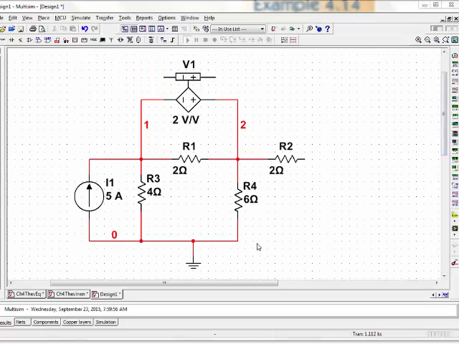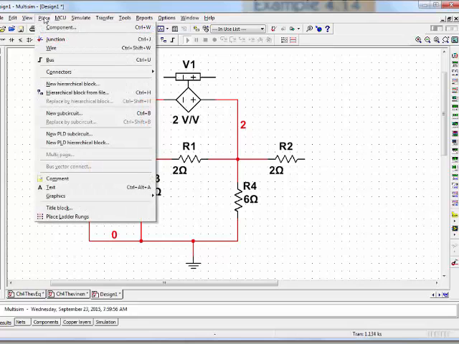I have the circuit partially drawn out here in Multisim, but I wanted to point out a few things. First of all, this has a dependent voltage source. It was a voltage controlled voltage source, so the voltage at this source depends on the voltage across here. It can also be a current controlled voltage source. But let me just show you where that component is and how to use it.